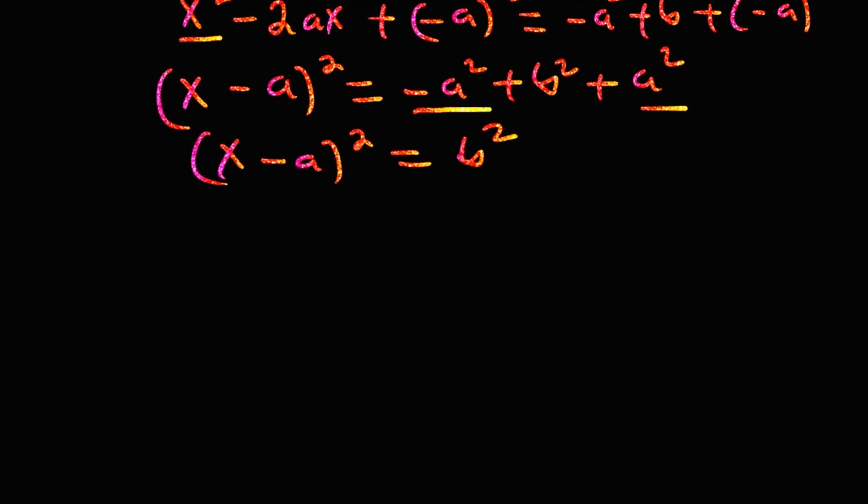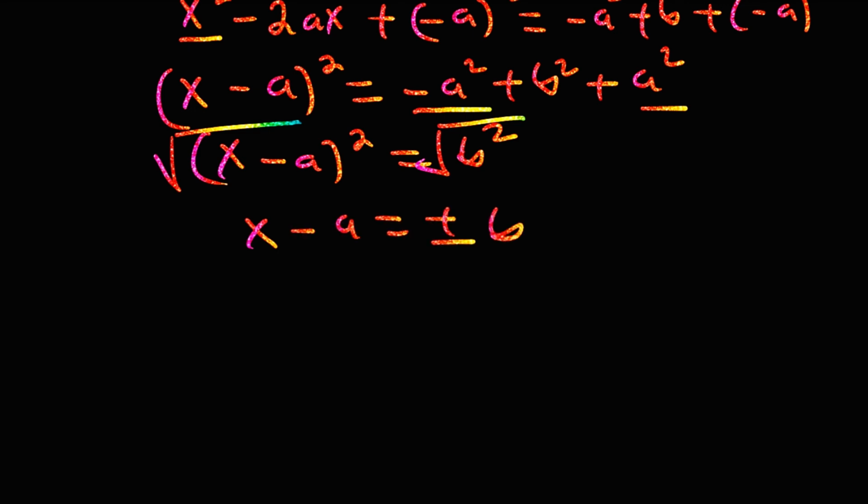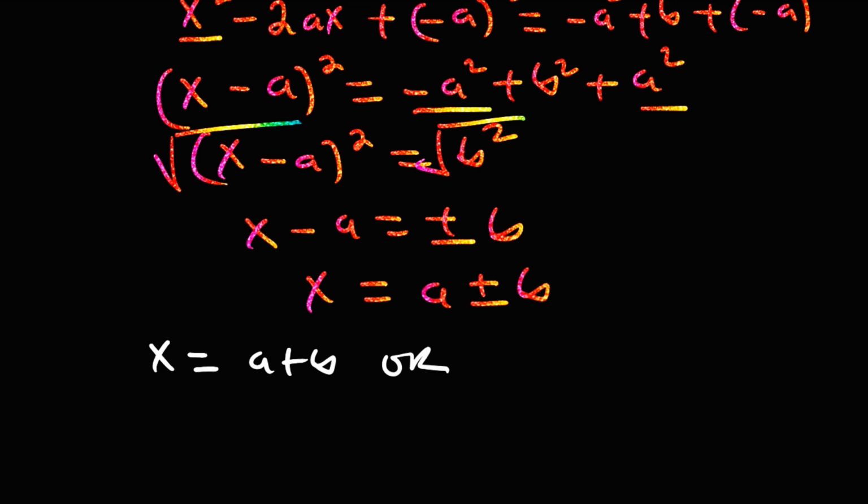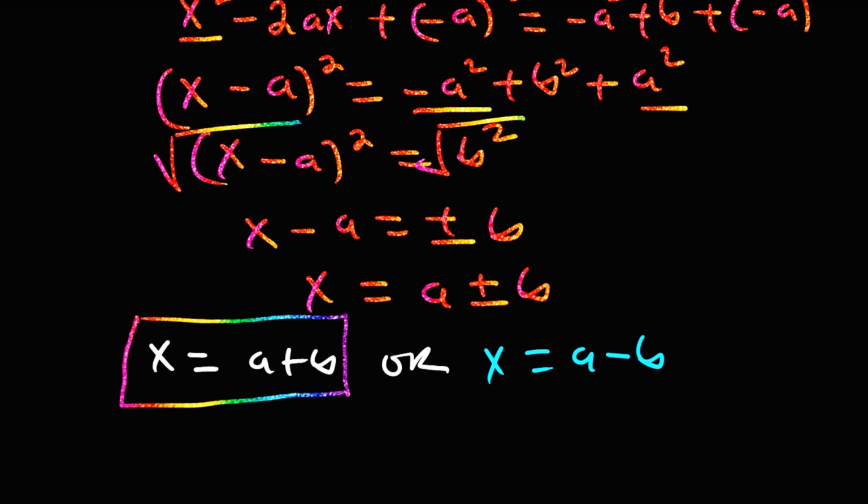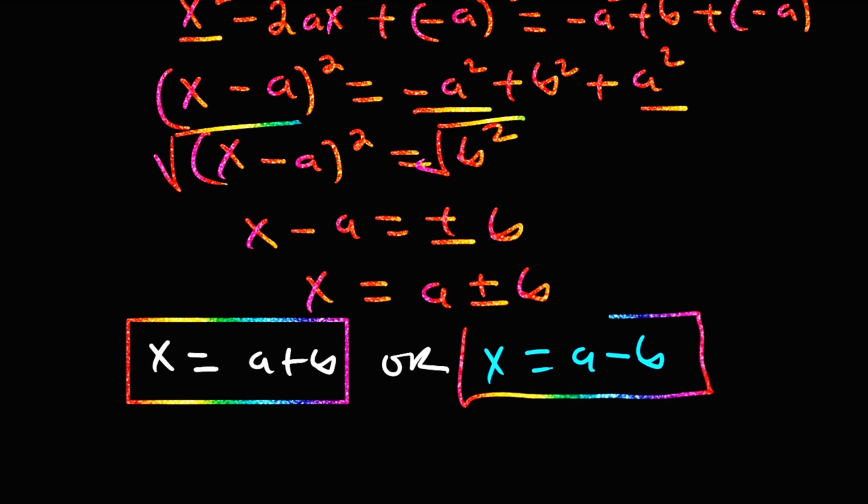So from here, we just take the square root of both sides of this equation, so that we have the root of that equals the root of that. So in the left, we have x minus a equals plus or minus b, so that x is given by a plus or minus b. So it means there are two values of x. x equals a plus b, or x equals a minus b. So those are the two solutions of x: x is equal to a plus b, and x equals a minus b.